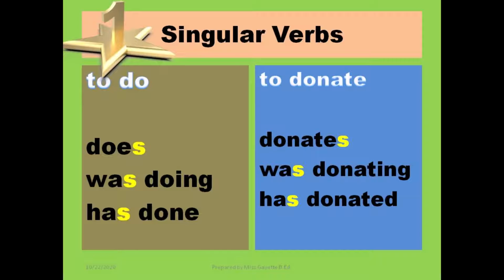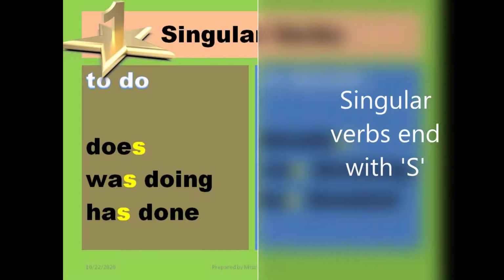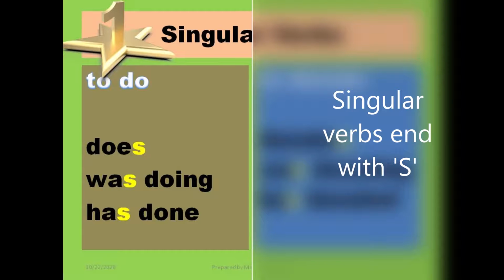And we have other examples here. Given the infinitive to do, we have the singular forms of the verb: does, was doing, has done. Also, given the infinitive to donate, we have similarly the singular forms: donates, was donating, has donated. Notice where the S goes. Singular verbs end with S.